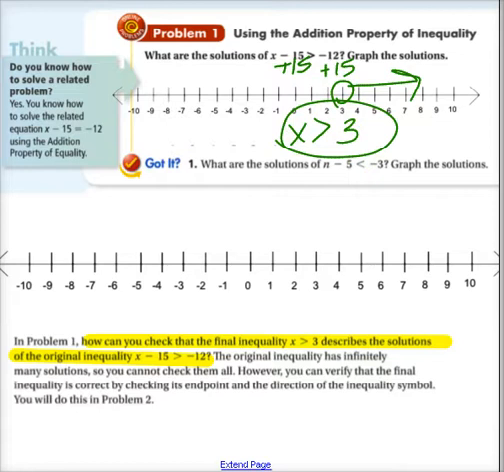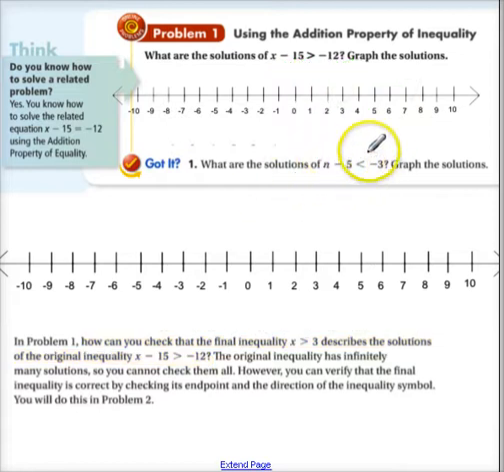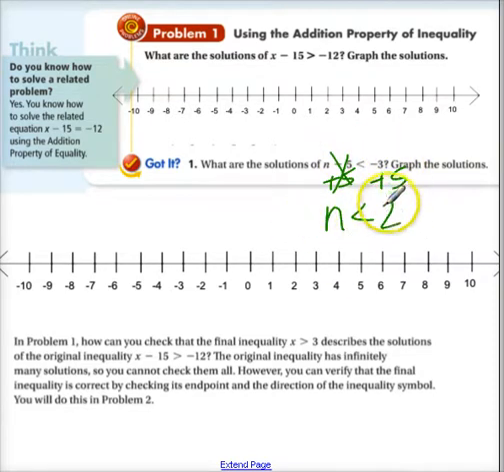All right, in the second example, n minus 5 is less than negative 3. Inverse operations, add 5 to both sides. I have n is less than, the 5's cancel, negative 3 plus 5 is 2. So n is less than 2, and then I want to show that by graphing, open circle, less than.